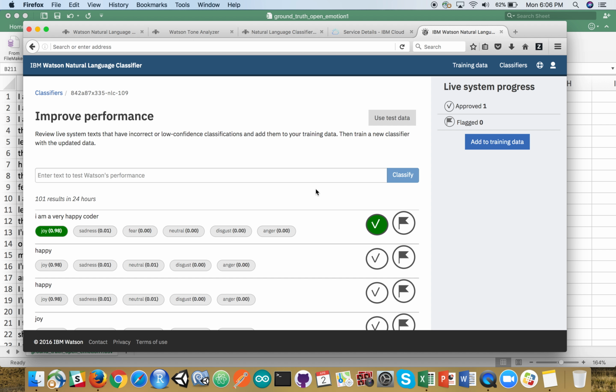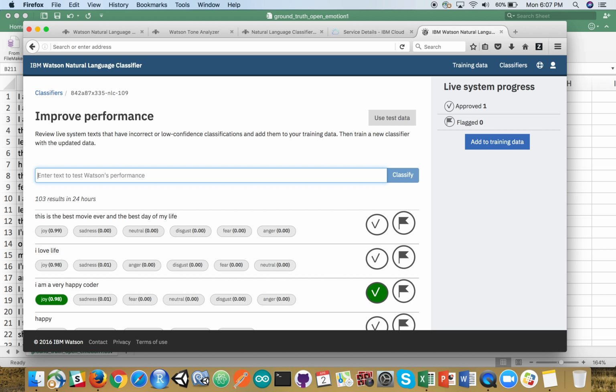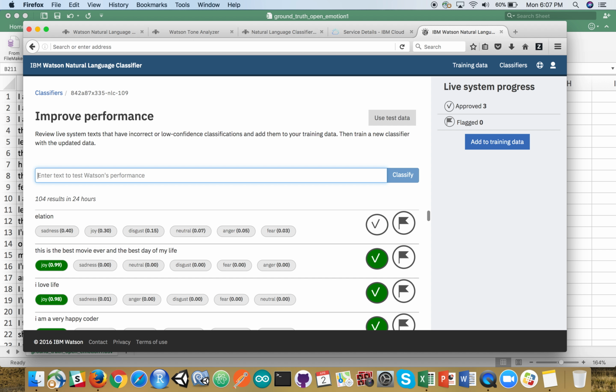You can actually, as you test here, where correct, have this added to your new set of training data as well. I love life. So clearly a lot of positivity here, allowing us to do well on the joy detector. Elation is not in our ground truth. Let's see how it does here. Yeah, we got it wrong. So that could be one we could train off of here.